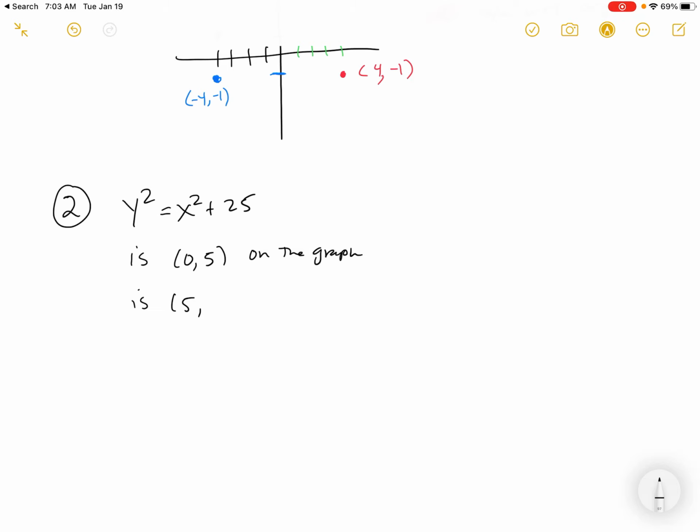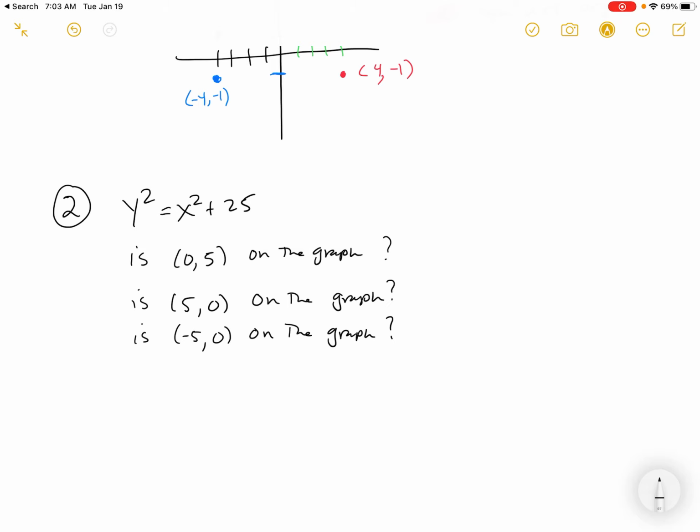Is 5, 0 on the graph? And is -5, 0 on the graph? And they said mark all that apply, right? So, or in this case, I'm phrasing it like questions. It was little bullet points that you would just say, yeah, that's true. So, let's just try this. Hopefully, this is not daunting at all.